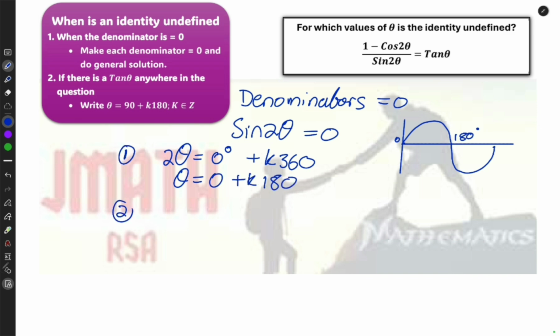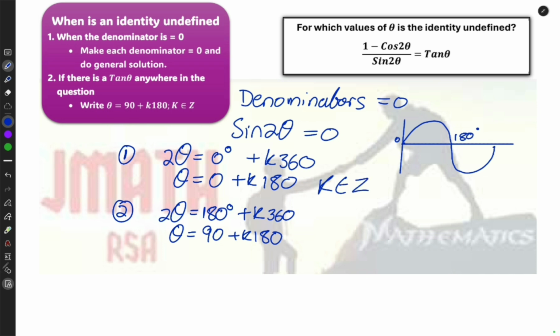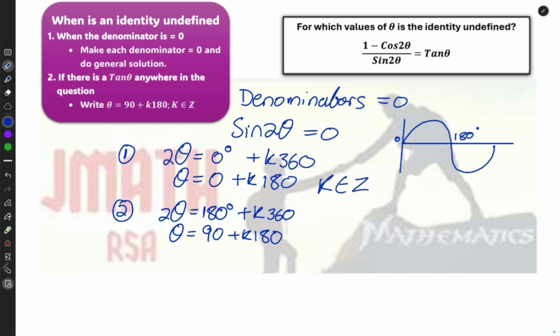And then if I say quadrant 2, I must say, okay, but 2 theta can also equal 180 degrees. So you can follow the quadrant and the reference angle if you want to, or you can just draw the graph and see where it is actually equal to 0. So in this case, I must just add a plus k 360, and the final answer is then 90 plus k 180. Remember, I must just put that somewhere. So I have now covered the denominators. Now I must just cover the asymptote.